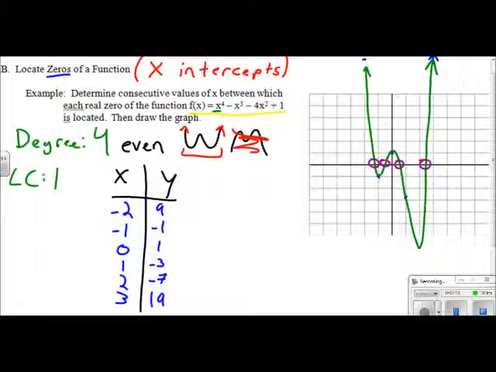So we'd say that our zeros, the x values that they're in between, it looks like it's in between -2 and -1. That would be this one here. Between -1 and 0. Between 0 and 1. And between 2 and 3.